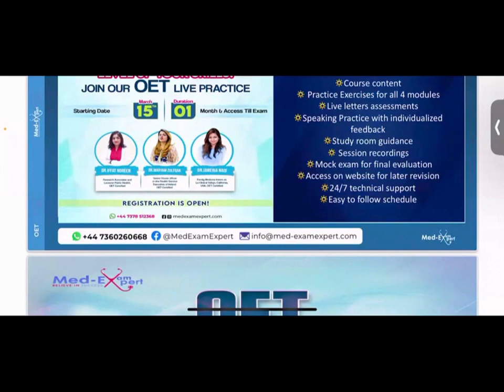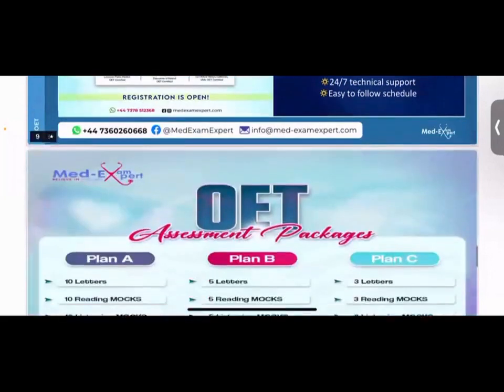If you are not going to attend live sessions, and some of the time students do miss their live letter assessment because sometimes they have duty, they have other work commitments. So the thing is, we will review their letters after the session is over. They can submit their assignment and they can be evaluated after the session.